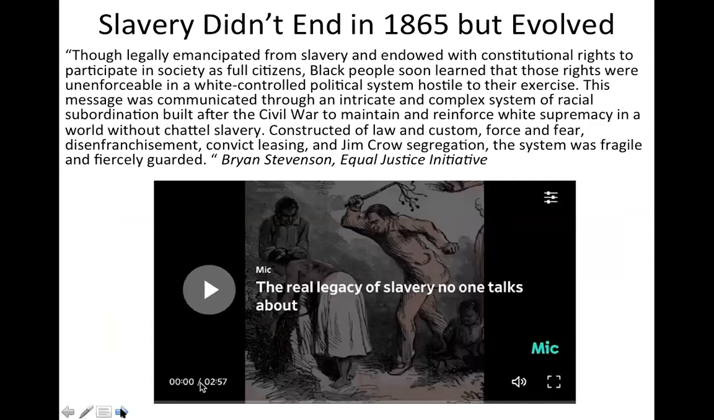Though legally emancipated from slavery, endowed with constitutional rights and to participate in society as full citizens, Black people soon learned that those rights were unenforceable in a white-controlled political system hostile to their exercise. This message was communicated through an intricate and complex system of racial subordination built after the Civil War to maintain and reinforce white supremacy in a world without chattel slavery. Constructed of law and custom, force and fear, disenfranchisement, then convict leasing and Jim Crow segregation, the system was fragile and fiercely guarded.